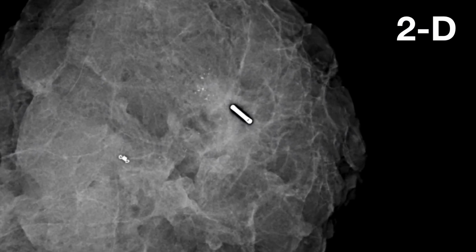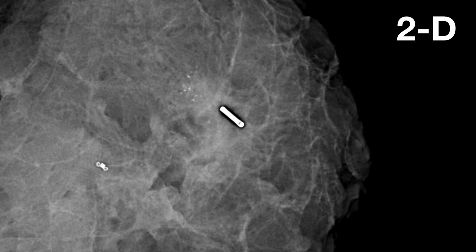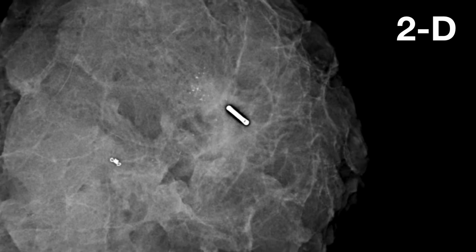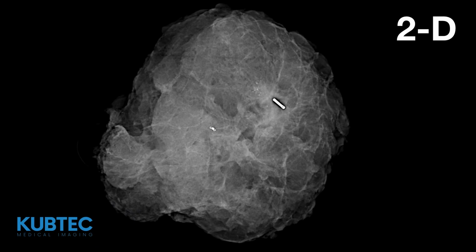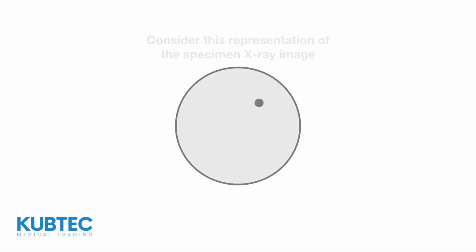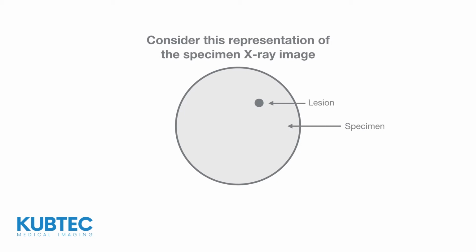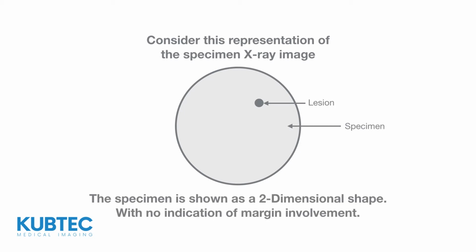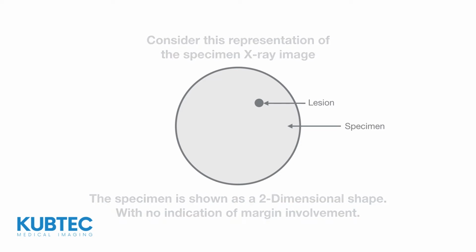Consider this traditional 2D image of an excised breast specimen. We can see microcalcification, the biopsy clip, and a marker seed, all apparently centered in the specimen where we expect them to be. Now let's review the specimen X-ray as a line representation. The specimen is shown as a single planar two-dimensional shape with no indication of margin involvement.